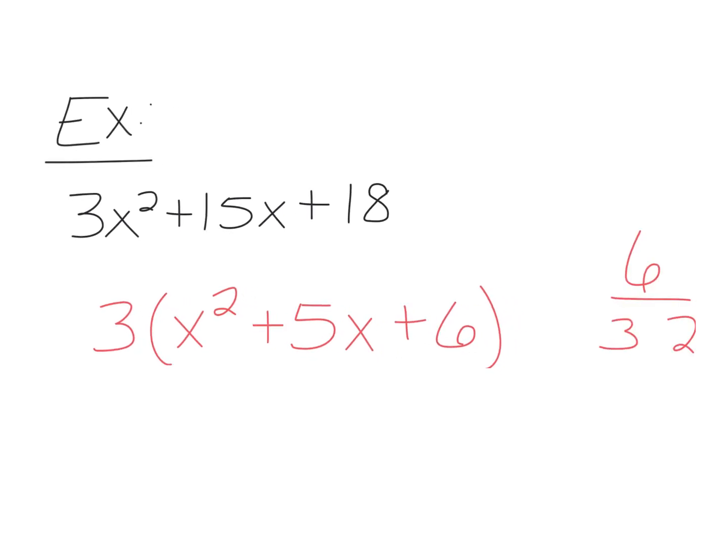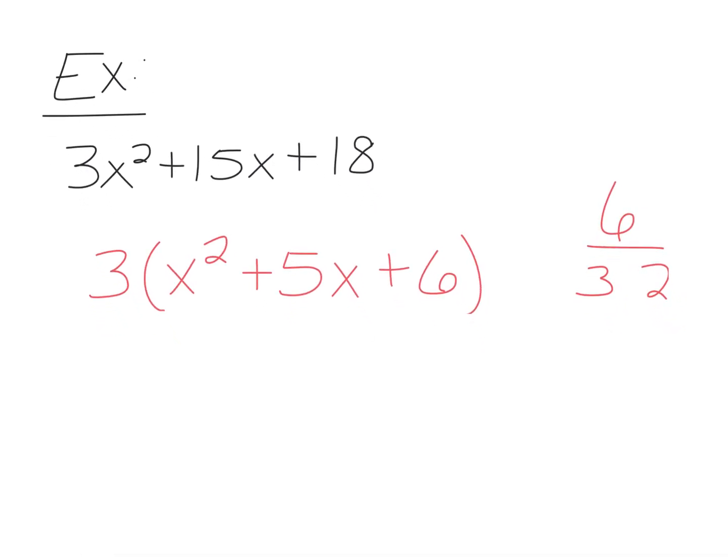Do we have to change either of those? Can we leave them both positive? Yep. 3 times 2 gives us 6. 3 plus 2 gives us 5. Okay? Tricky part oftentimes happens. Do not get rid of this 3. This 3 is still a part of this factor. Okay, so 3 stays.